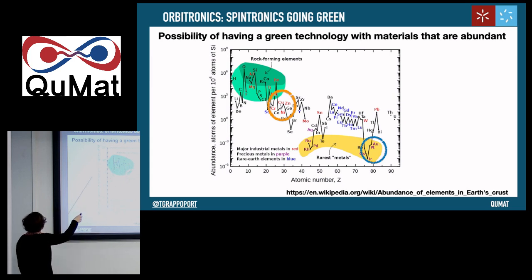And you see it's orders of magnitude difference in abundance, which means that using orbital currents instead of spin currents can open new avenues in spintronics in the direction of being cheaper and cleaner technology, because this extraction, of course, is environmentally damaging.